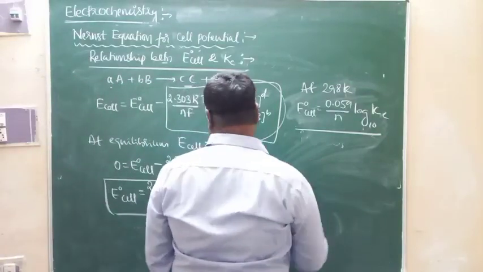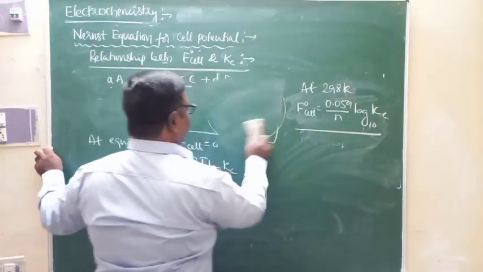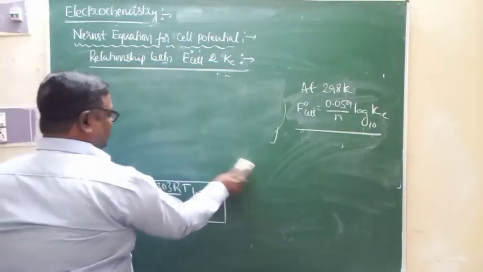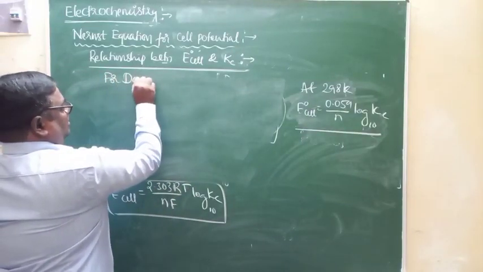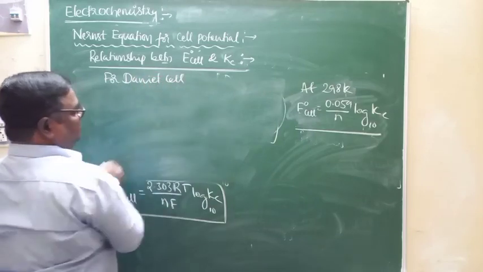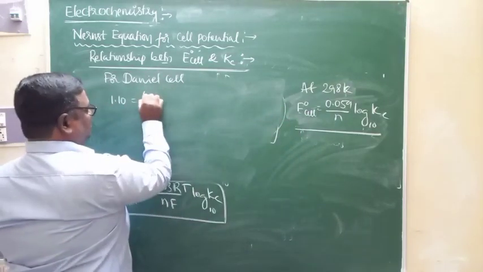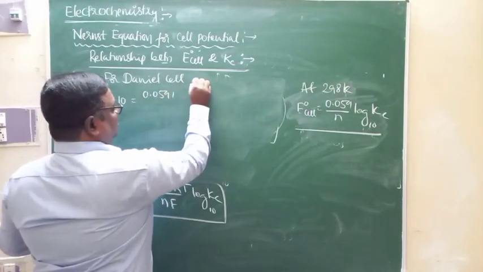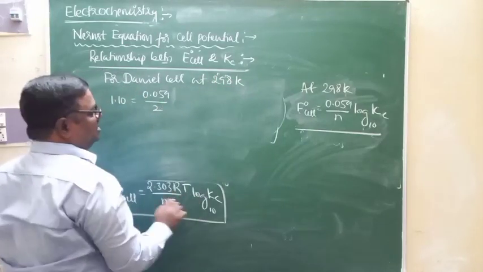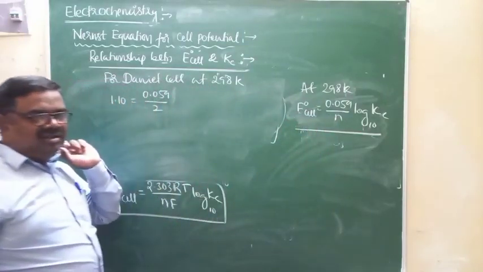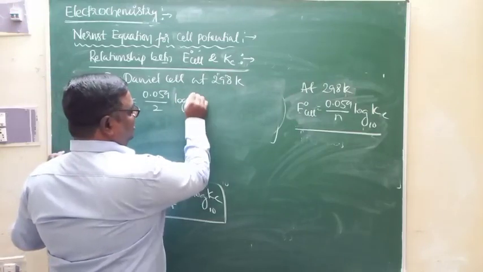And as far as Daniell cell is concerned, ಈ ಎಕ್ಸ್ಪ್ರೆಷನ್ ಅನ್ನ ನೀವು Daniell cell ಗೆ ಅಪ್ಲೈ ಮಾಡಿದ್ರೆ ಏನಾಗುತ್ತೆ ನೋಡಿ. For Daniell cell ನಿಮಗೆ ಗೊತ್ತಿದೆ E naught of cell is equal to 1.10, that's equal to 0.059, that is at 298 kelvins I'm applying, divided by 2, because in the case of Daniell cell, the number of electrons exchanged between cathode and anode will be 2 there. Log to the base 10 of Kc ಆಗುತ್ತೆ.